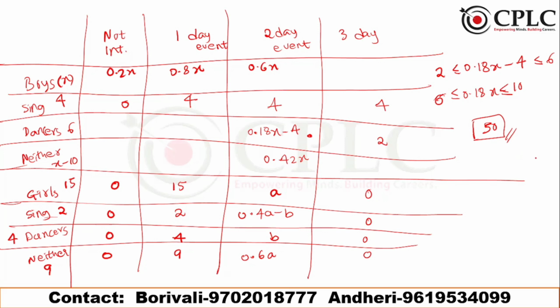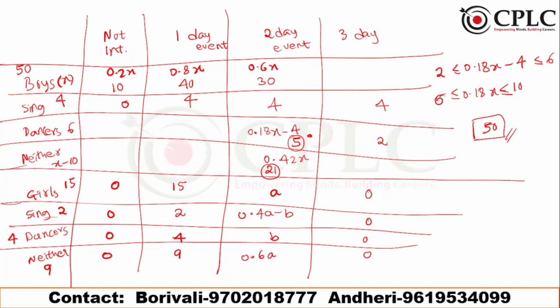Once you get x, a lot of things are going to be super easy for you, especially boys now. So boys total is 50, which is x that we have got now. So 0.2x, that is 50 into 0.2, which gives us 10. 50 into 0.8 gives you 40, and this gives you 30. Then this calculation turns out to be 5. The other one turns out to be 21. So boys, all the data points you will easily now find out using this kind of calculation.